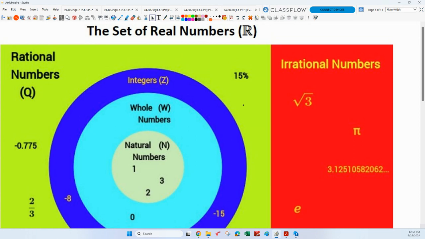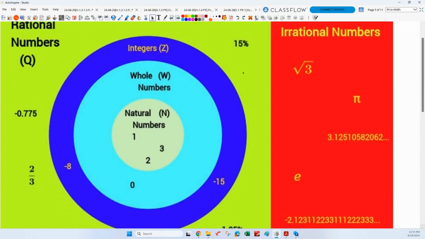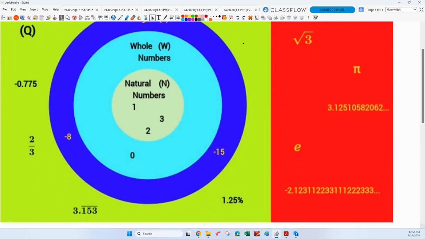Irrational numbers would be things like pi, or any square root that doesn't simplify, where I'm stuck with a number under the radical. Those are always going to be irrational. Rational numbers would be any number that can be written as a fraction. So 2/3 would work, right? Or any repeating decimal. What does that mean, by the way?